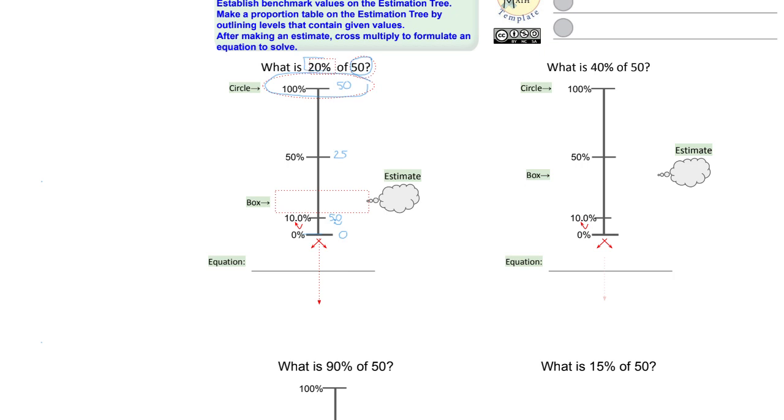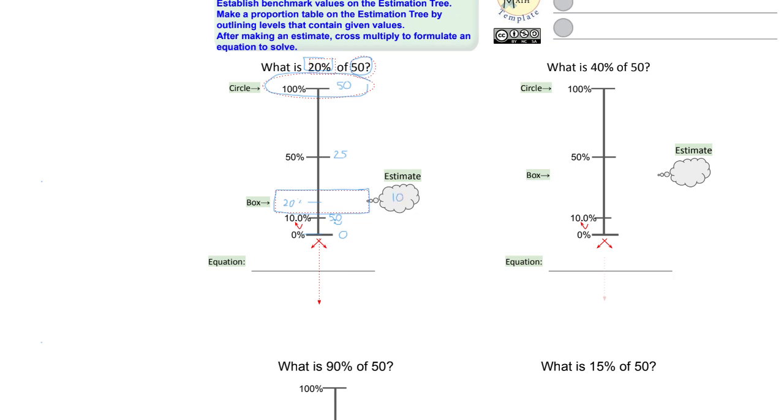All right, we're trying to find 20%. That's this part that I'm boxing. So I'm going to box where 20% belongs. It's twice as big as 10%. I'm going to use that to create an estimate. So 20% belongs right here on this vertical scale, and that's going to equate to twice as much as 10%, which is 5. 5 times 2, my estimate's 10.